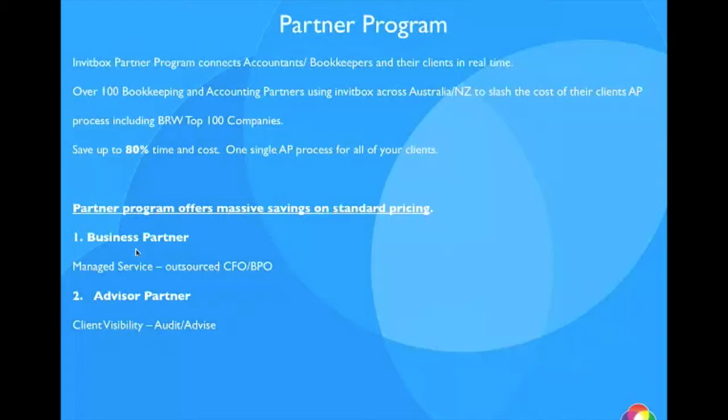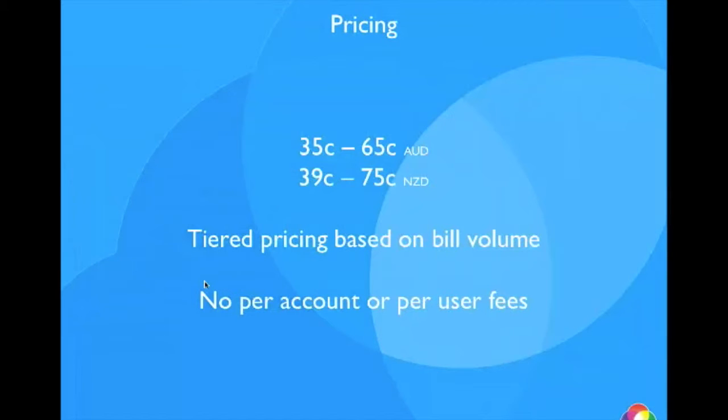And we have a couple of partner programs, which we will be able to send you information on at the end of this. Pricing depends on the volume of bills, but it can be as low as 35 cents a bill in Australia, 39 cents a bill in New Zealand, and that's for all the data extraction, multiple users, online storage for 7 years, etc., etc.